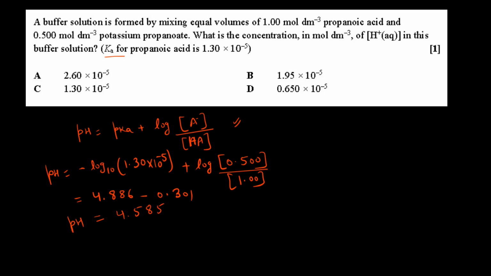In order to calculate the H plus ion concentration, we know the H plus ion concentration is 10 to the power minus pH. So our pH is this, and when we solve this, it will come out to be 10 to the power minus 4.585, that is 2.60 times 10 to the power minus 5. So this is the answer. So option A is the correct answer.